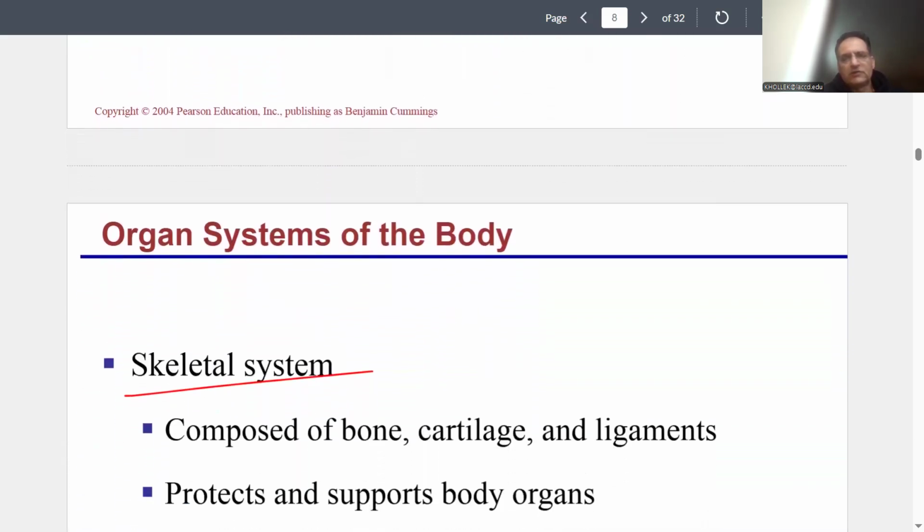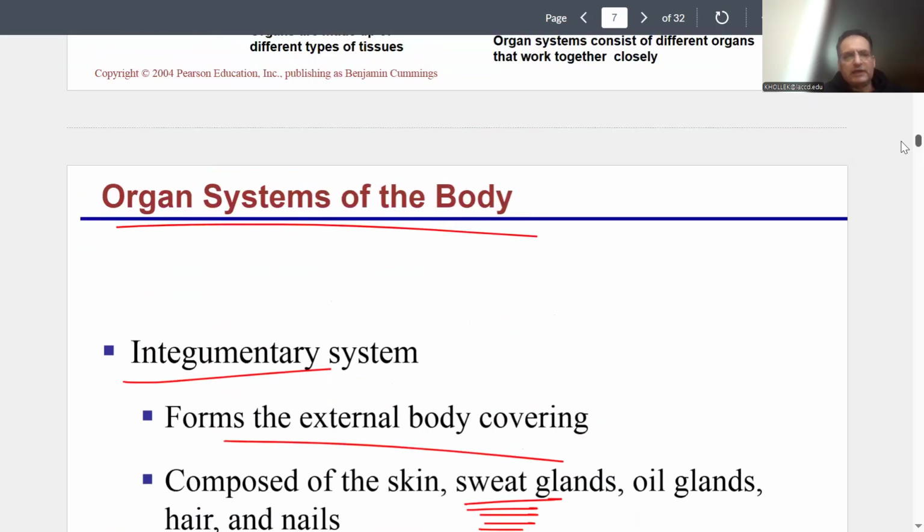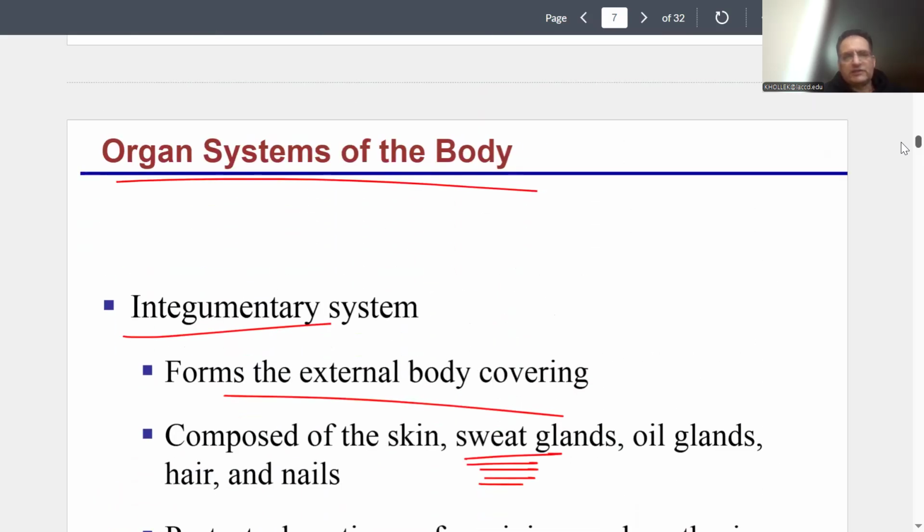Right? So whenever you're reviewing these organ systems or any lecture, you could pause it, think it through, and think critically. You could also ask yourself, what condition could happen if this system is not operating well?